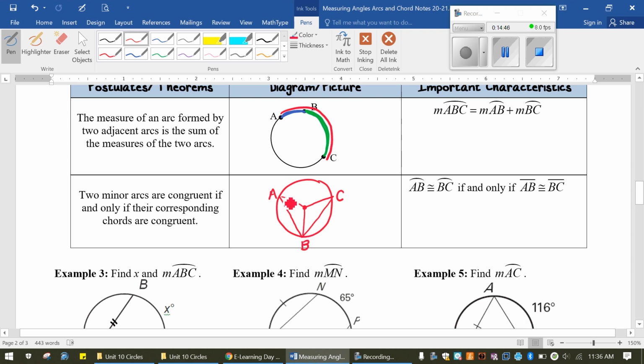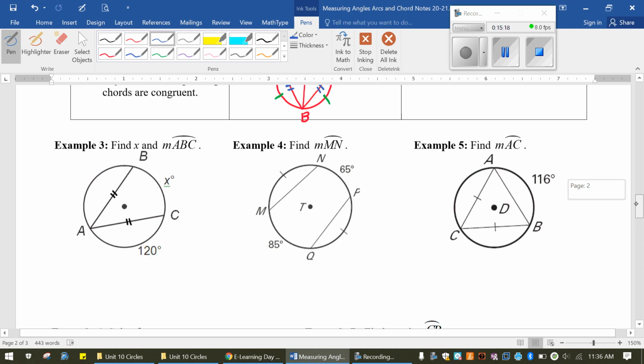And what's happening here is we're saying that if the arc AB and the arc BC have the same measure, that's only because the chord AB and the chord BC had the same measure as well. So in order for those arcs to be congruent, the chords had to be congruent. So if you have congruent chords, then you'll also have congruent arcs. So I'll bring this down to these few examples to show you more about what that means.